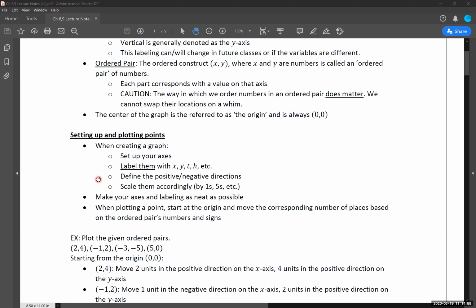So let's say you want to do every single tick mark, again, if you're using graph paper, which I would recommend you use for these, is every single little tick on the graph going to be going by 1s? Is it going by 5s? Is it going by 10s? Something to that effect. So scale each axis accordingly.